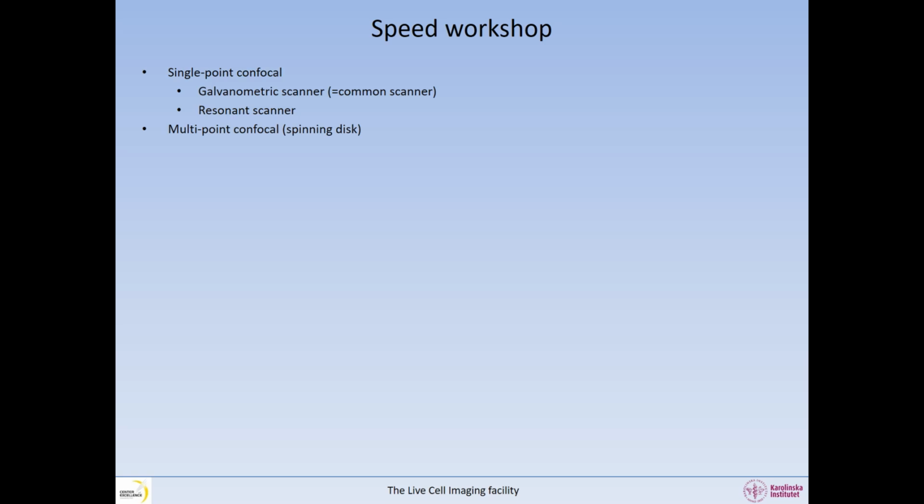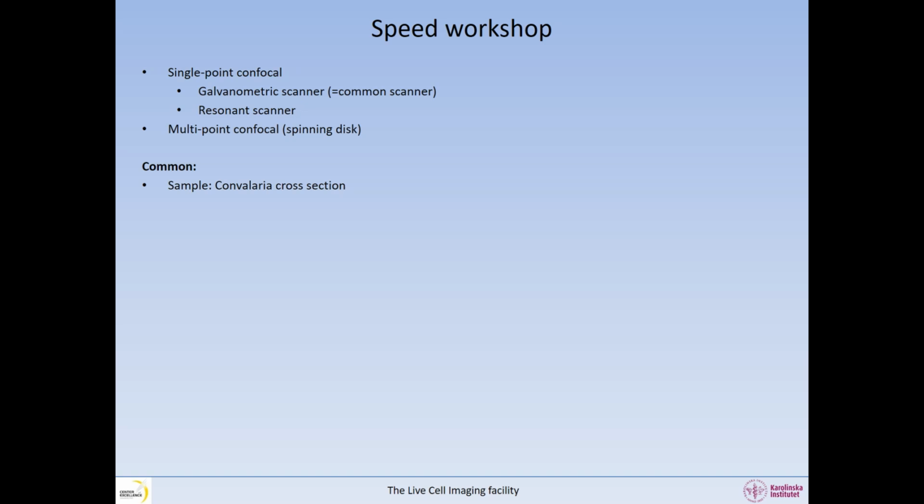So in this workshop, we are going to compare several modes of confocal imaging. We will have a single point confocal with two types of scanners, a galvanometric scanner, which basically is the name of the normal scanner that everybody has in their single point confocal, and then a resonance scanner, which is a faster scanner. And we will also compare with a multi-point confocal, which is a spinning disk. Therefore, we'll have a comparison of three different modes: single point confocal with galvanometric scanner, single point confocal with resonance scanner, and multi-point confocal.